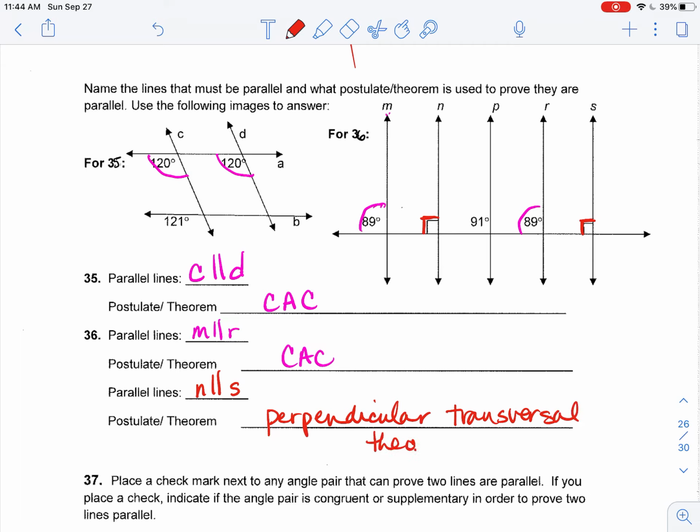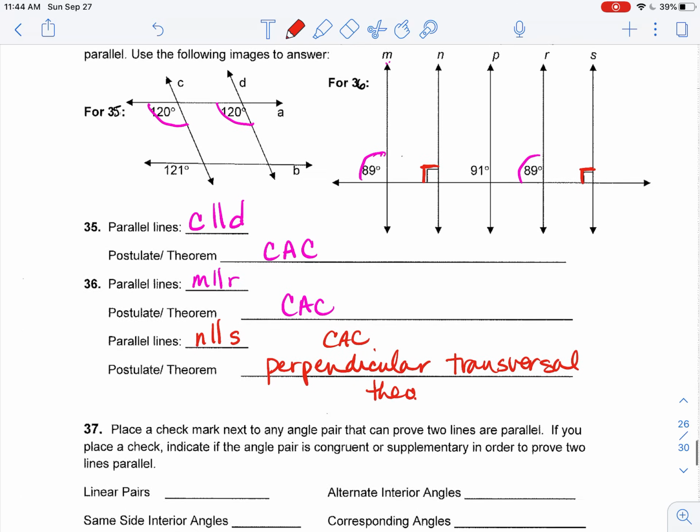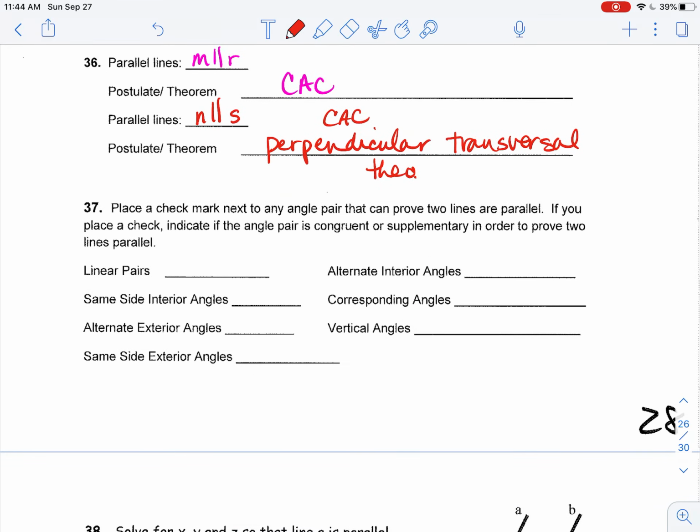What that stated is if you had two lines intersected by a transversal and the two lines were parallel, and one line intersected at a perpendicular, then the other also intersected at a perpendicular. Now we could also just use the corresponding angles converse as well. Either of those justifications is fine.